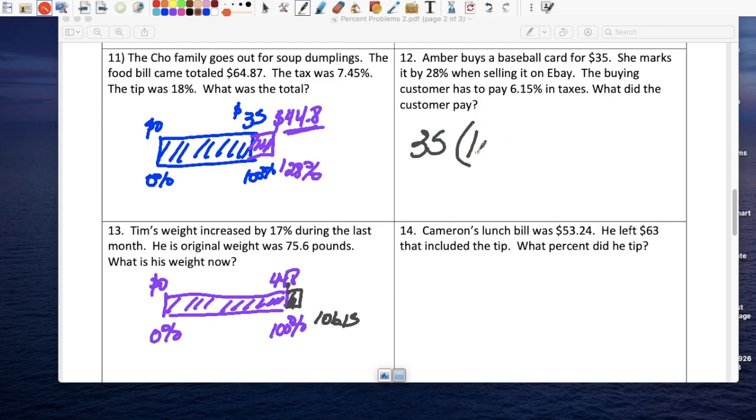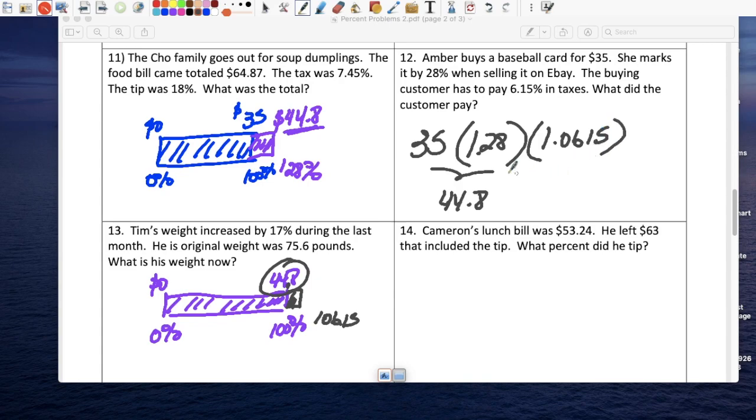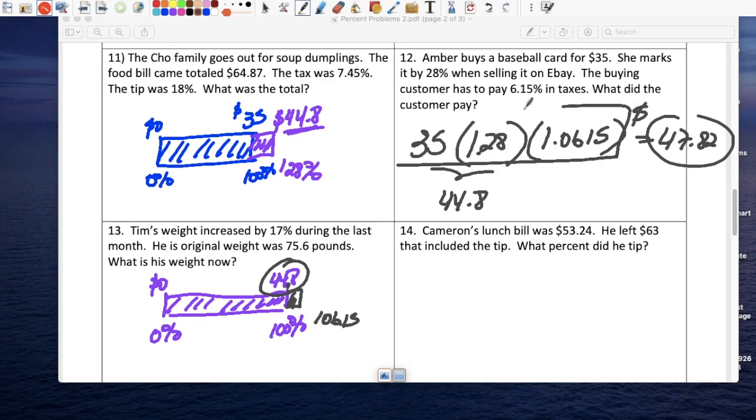So the quick way of doing this is 35 is what I paid for. Markup, so it's going to be over 1. Let's just write it as a decimal, so actually 1.28. And once you multiply these two, the product gives you 44.80. We can do it again, 35 times 1.28, just to confirm. 44.80. And then what are we doing with that? We're multiplying by the tax. And tax is something that you add on, so it's going to be 1.0615, right? And 44.8 times 1.0615 equals, and the final total is $47.82. Okay, so the only time you can't do this is when you have tip.